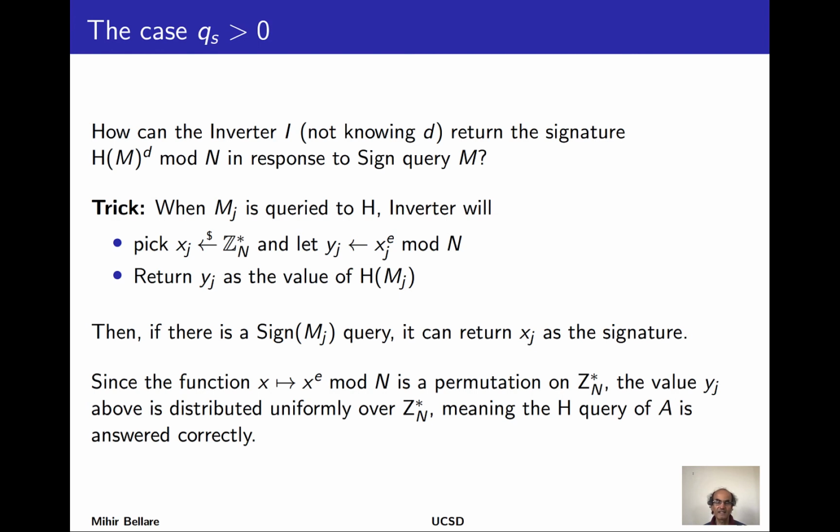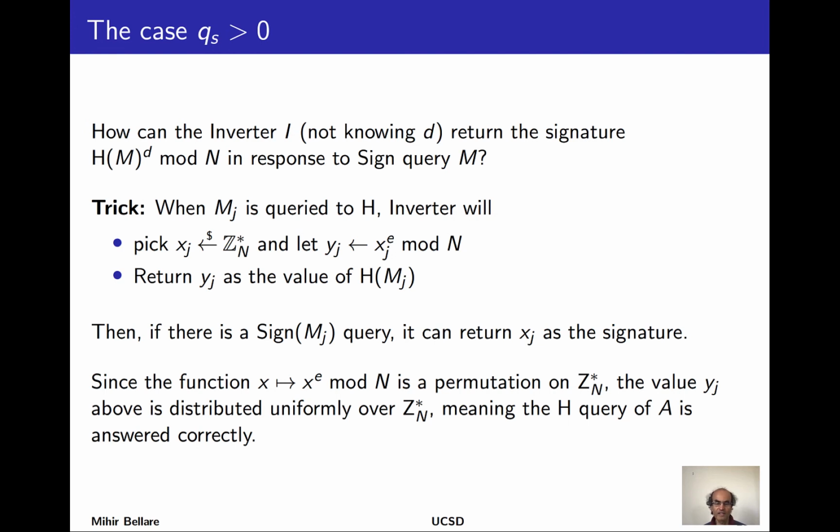We are trying to design an inverter I who does not know the decryption exponent. It needs to run our UF-CMA adversary A. This UF-CMA adversary A will request a signature now and say, here's a message M, please provide me hash of M to the D. If our inverter wants to continue to run A, it has to supply this, and it has to supply it correctly. There's no way to give back a wrong value because A could check it. But this seems impossible. How am I going to raise H of M to the D when I don't know D?